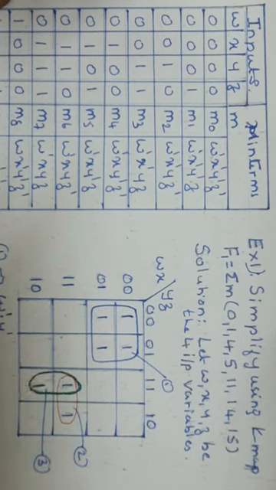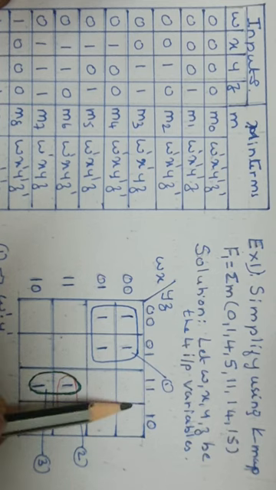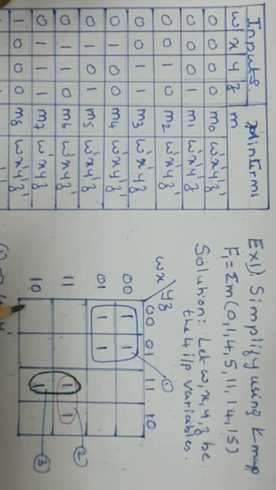After filling, next we have to group the ones. We have to go for the biggest group. All 16 are not 1, so a group of 16 is not possible. Anywhere all 8 are not 1. The shape of the group should be a rectangle or square. Diagonal we cannot take. So an octet is not possible.